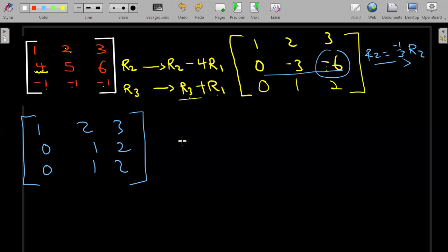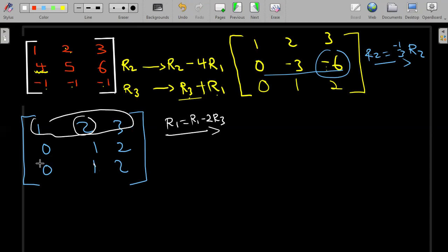We are going to say, from there, let's try to subtract. We want to make this one here to be 0. So let's try to subtract those. So we are going to say row 1 is going to be equal to row 1 minus 2 times row 3. So this means that I'm using this row here and this row.